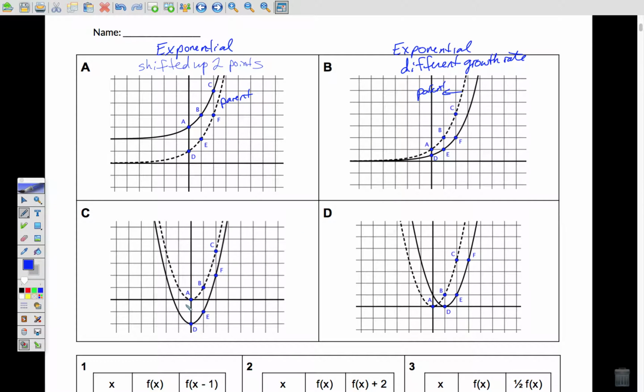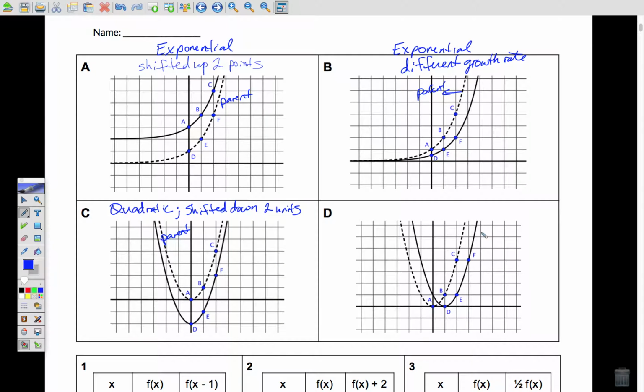All right, so this next one, they're similar because they're both the same family, which is the quadratic family. And if I look, I can see the points aren't the same. Here's my parent function. And I can see this one went down 2, this one went down 2, and this one went down 2. So they are all shifted down 2 units or 2 points.